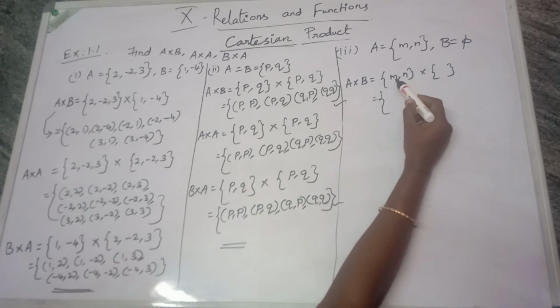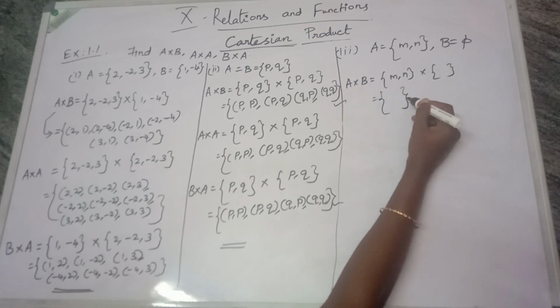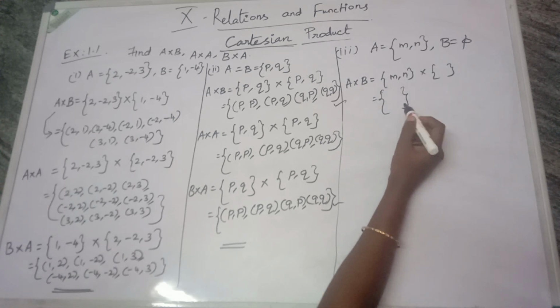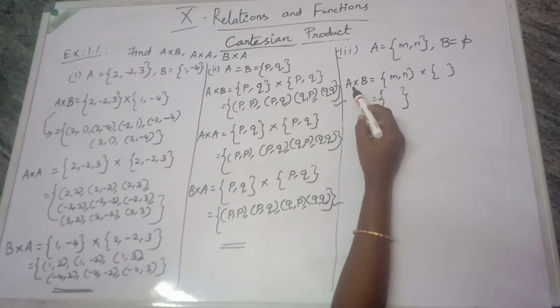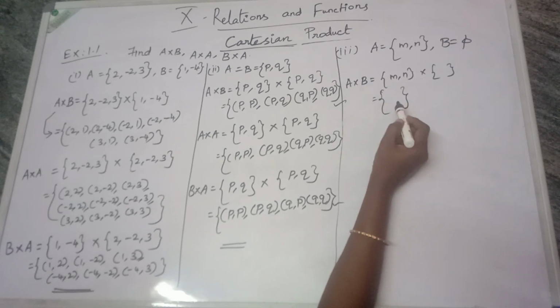So you have to take the first element M and make an ordered pair with the element of the second set. Here there is no element, so how can we make an ordered pair? We can't. So there will not be any ordered pair. So A cross B is nothing but empty set. Already in the previous video I have told that if any one of the sets A and B is an empty set, then the Cartesian product of those two sets should be empty. So we can't find any ordered pair here, so A cross B is empty set.